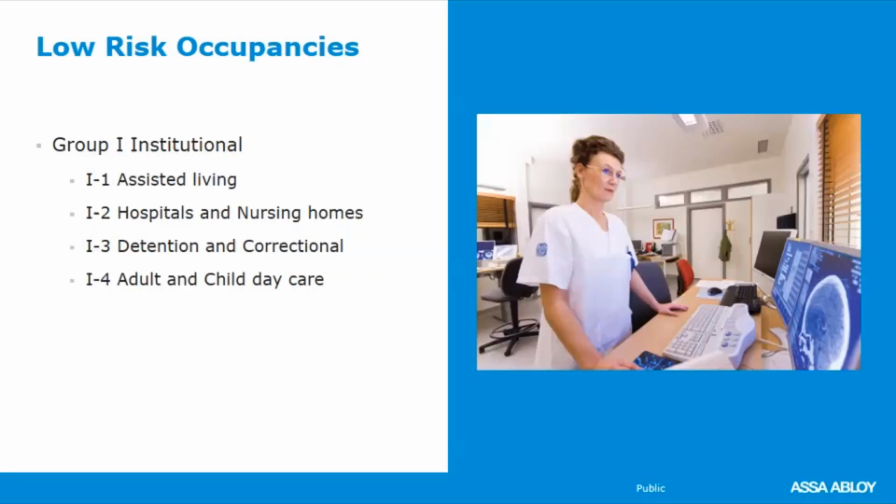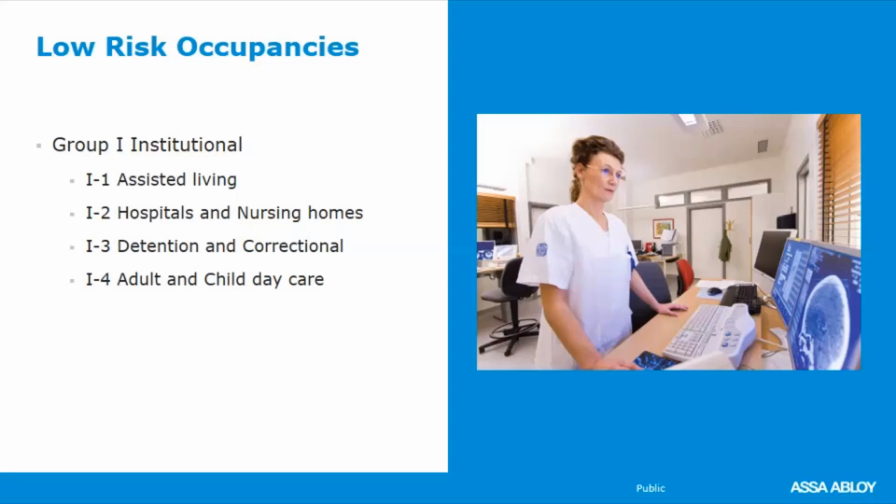And the low risk occupancies, where you will see a lot of exceptions when it comes to locking doors on the egress side, for example, are Group I institutional. I1 is assisted living facilities, I2 hospitals and nursing homes, I3 detention and correctional facilities, and I4 adult and child daycare. What these all have in common is that the people are not capable of self-preservation without the physical assistance of a staff member to help them evacuate or move to an area of refuge if there is a fire.